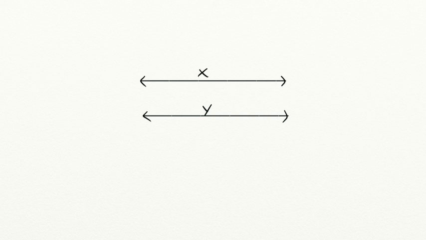Let's go ahead and review what you've learned so far. These two lines, X and Y, will never meet each other. What type of lines are they? If you said that these are parallel lines, then you're correct. Line X is parallel to line Y.